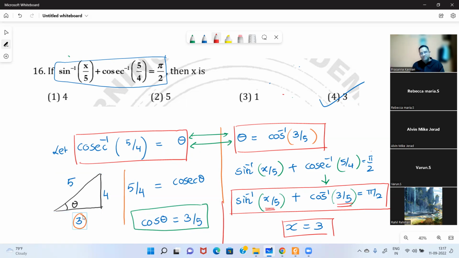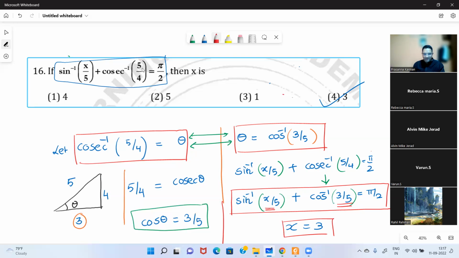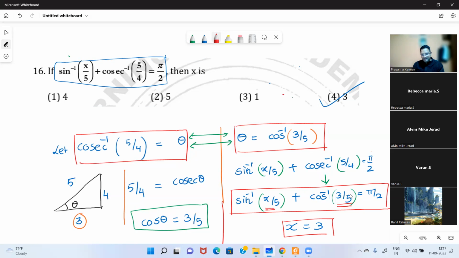So what will be cos theta? Cos theta is nothing but adjacent by hypotenuse, 3 by 5. So theta will be cos inverse 3 by 5. Theta was cosecant inverse 5 by 4. Both of them are therefore equal. So cosecant inverse 5 by 4 can be written as cos inverse 3 by 5. That's what I'm doing here. The moment I do this, you know that sine inverse of any function plus cos inverse of the same function will only be pi by 2. This is x by 5. This is 3 by 5. So x by 5 must be equal to 3 by 5. So x is equal to 3.